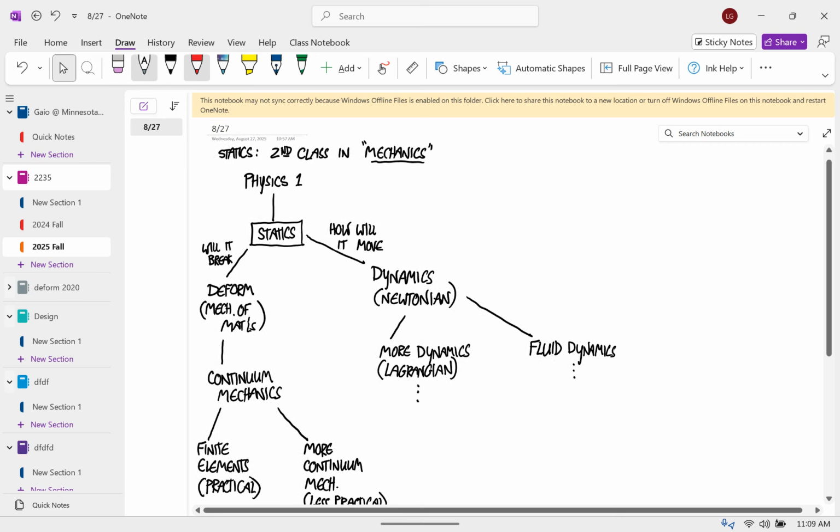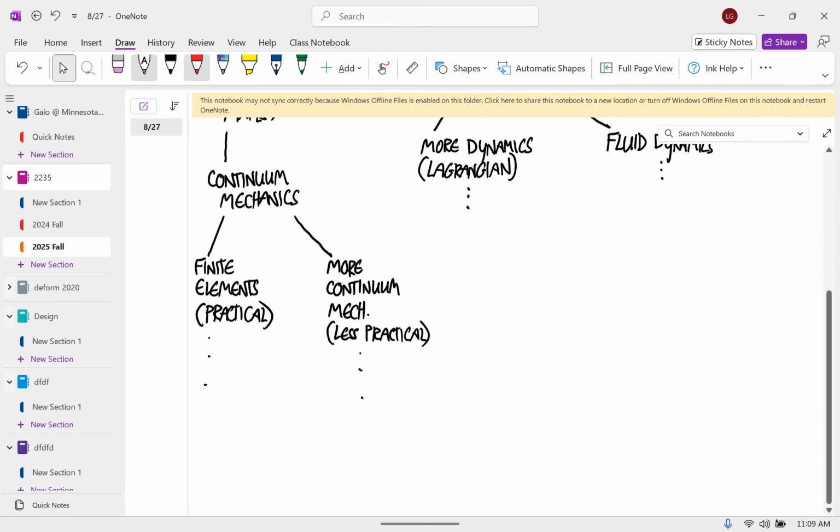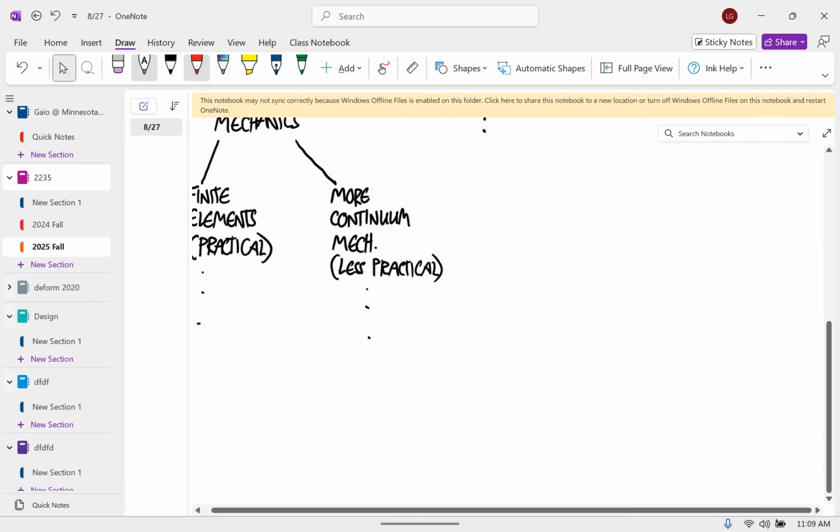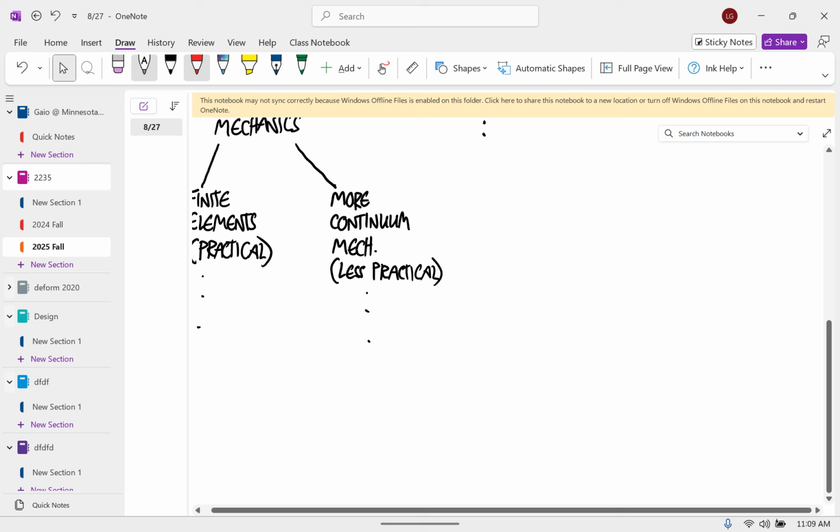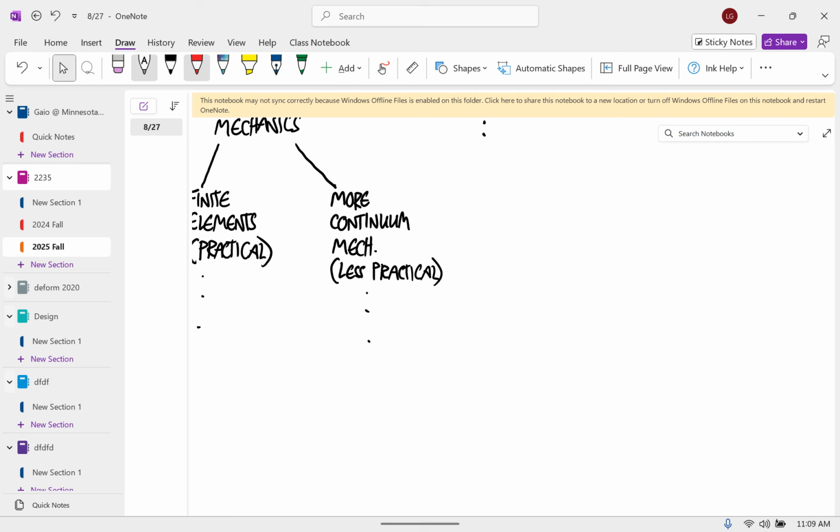Okay, so that's kind of where we are and where you're going if you're going to focus on mechanical, aerospace, civil, the mechanical parts of civil engineering, that kind of stuff.